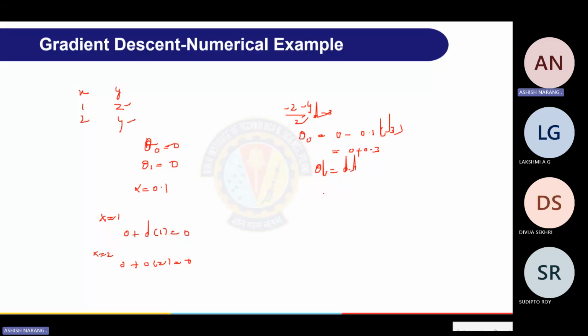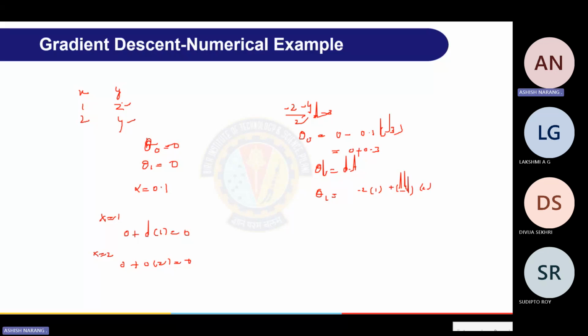If I have to update theta 1, I have to see the error of theta 1, right? Minus 2 into 1, right? Plus minus 4 into 2. Because the output for the second is, if you look at minus 2 minus 4, right?